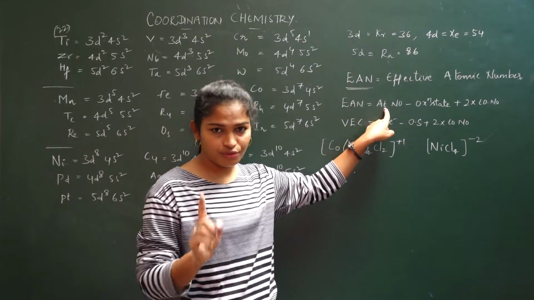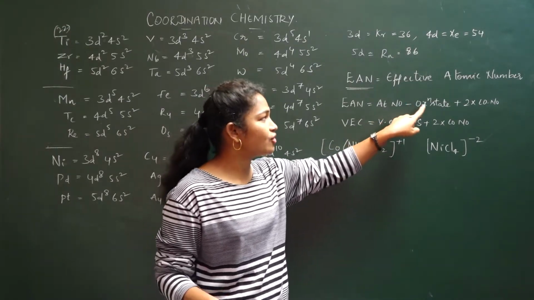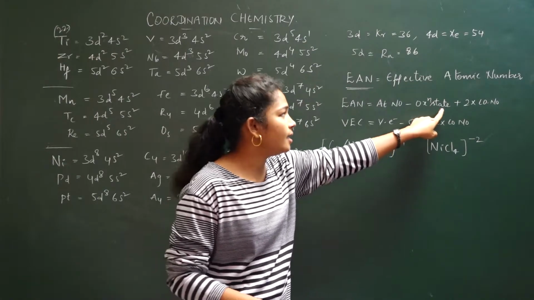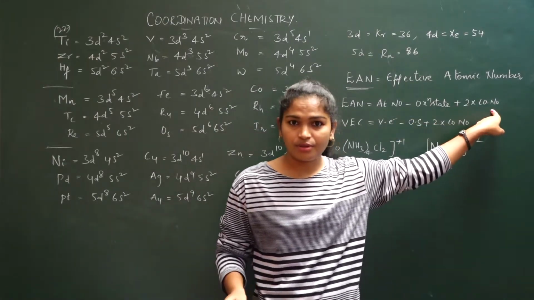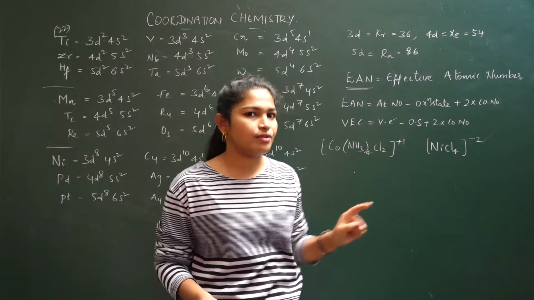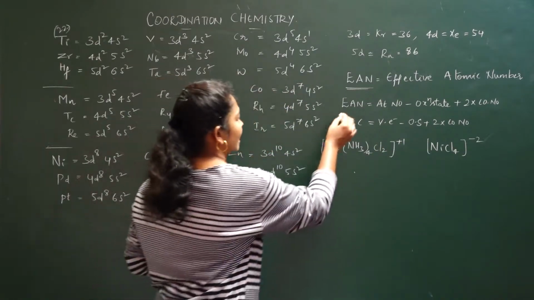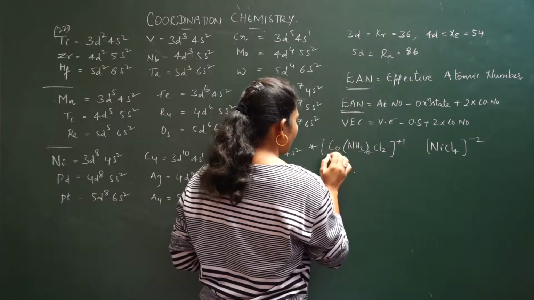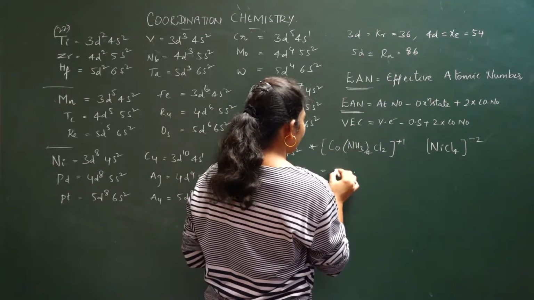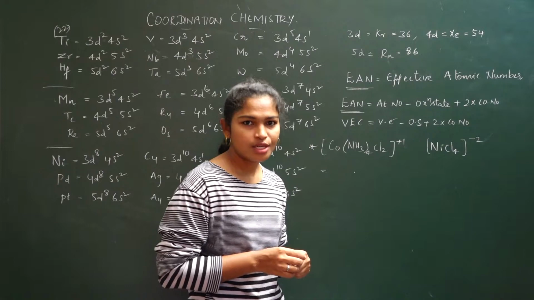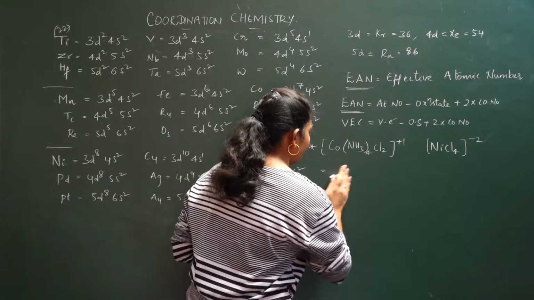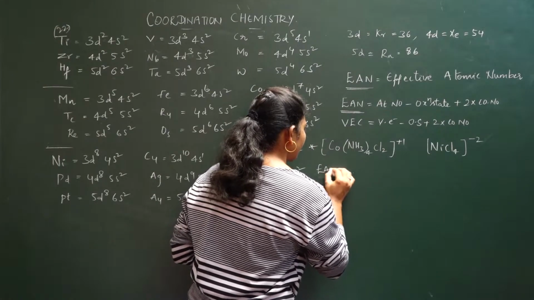Atomic number, you should know first of all. Then atomic number minus oxidation state, so you have to know how to find the oxidation state. Then plus 2 into coordination number. You should also know how to find the coordination number. Suppose first we calculate the EAN for this compound. Cobalt: what is the atomic number for cobalt? 27, I told you, right? So EAN is equal to 27.